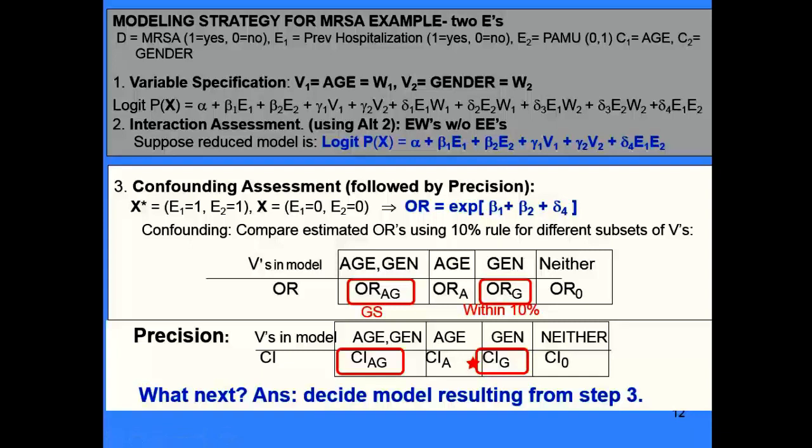But the idea is when you've got 2 exposures, or more than 2 exposures, the model's more complicated. You got 2 kinds of product terms. So the strategy is more complicated than that, okay?